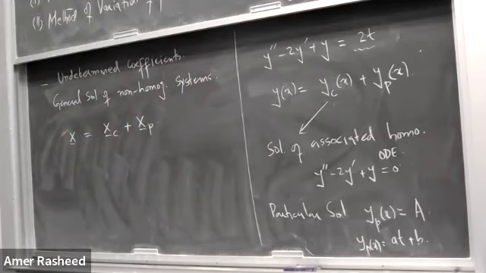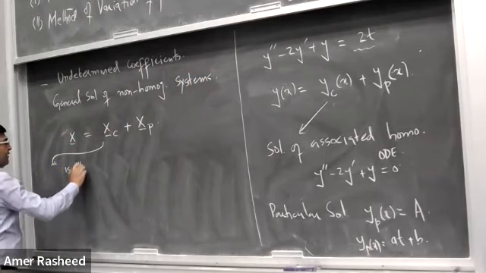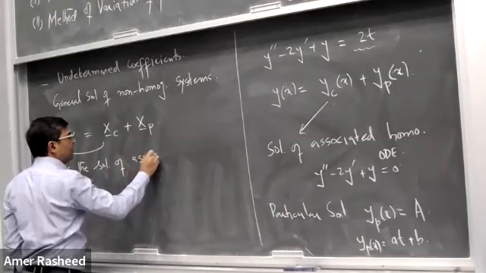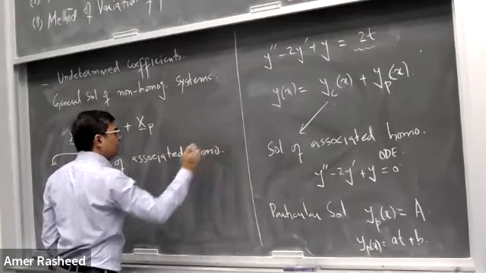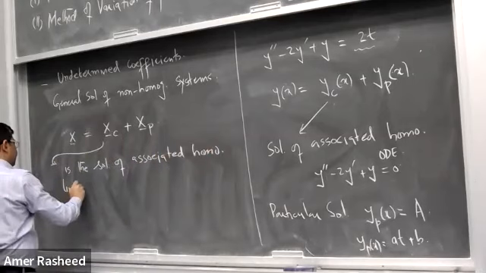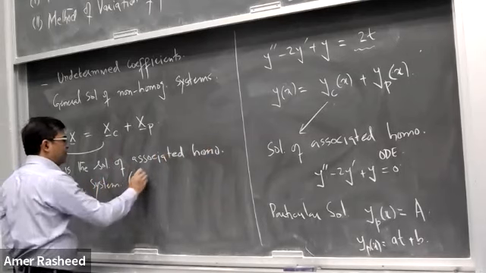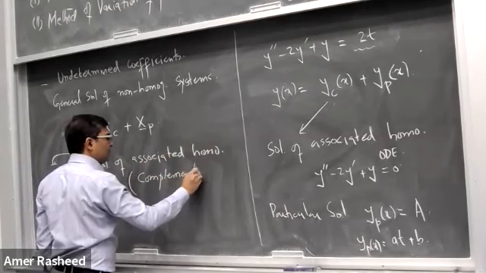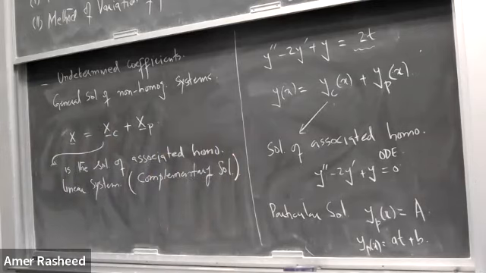The complementary solution is the solution of the associated homogeneous linear system. Okay, this is called the complementary solution. I hope you can find it because we have discussed it already.